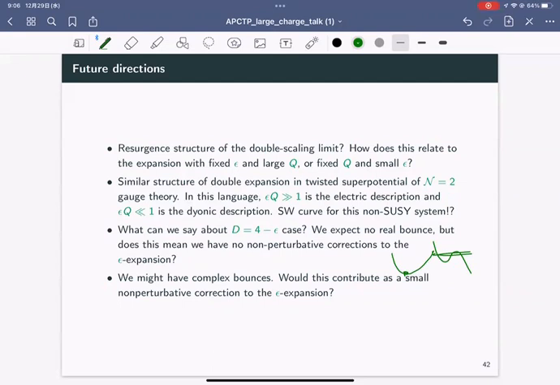Or we might have complex functions. So you can go on to the complex phase space, which I don't know if it's justified or not. So we've got to carefully look at Lefschetz thimbles or whatever. But if this contributes as a small non-perturbative correction to the epsilon expansion, it'd be amazing. But I don't know the answer to it.